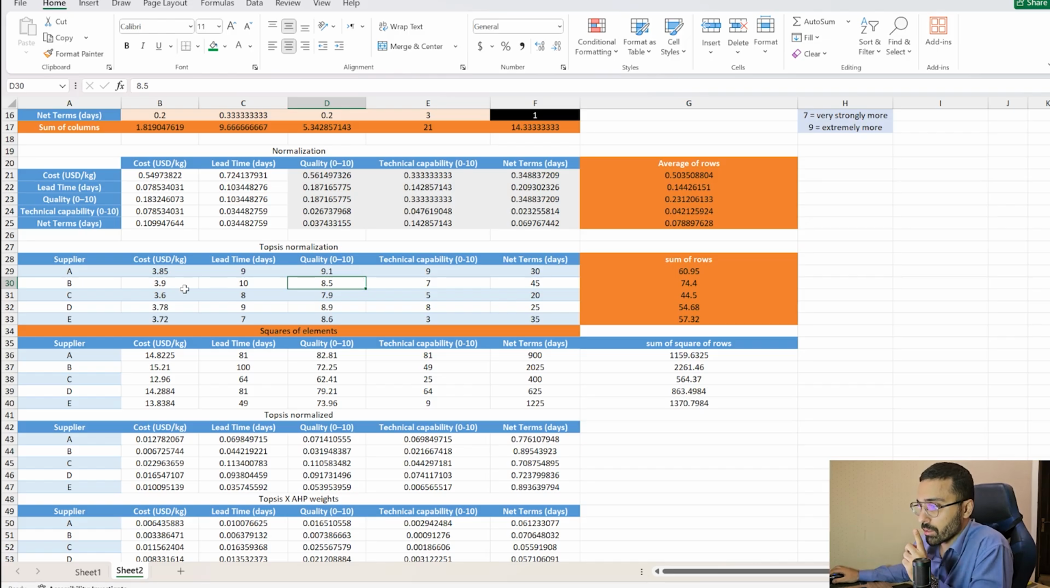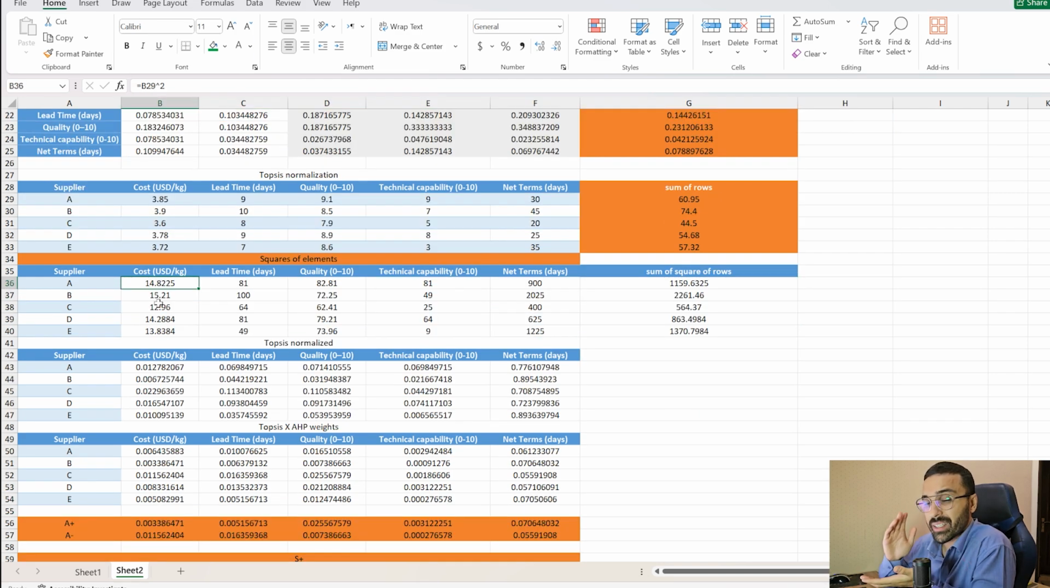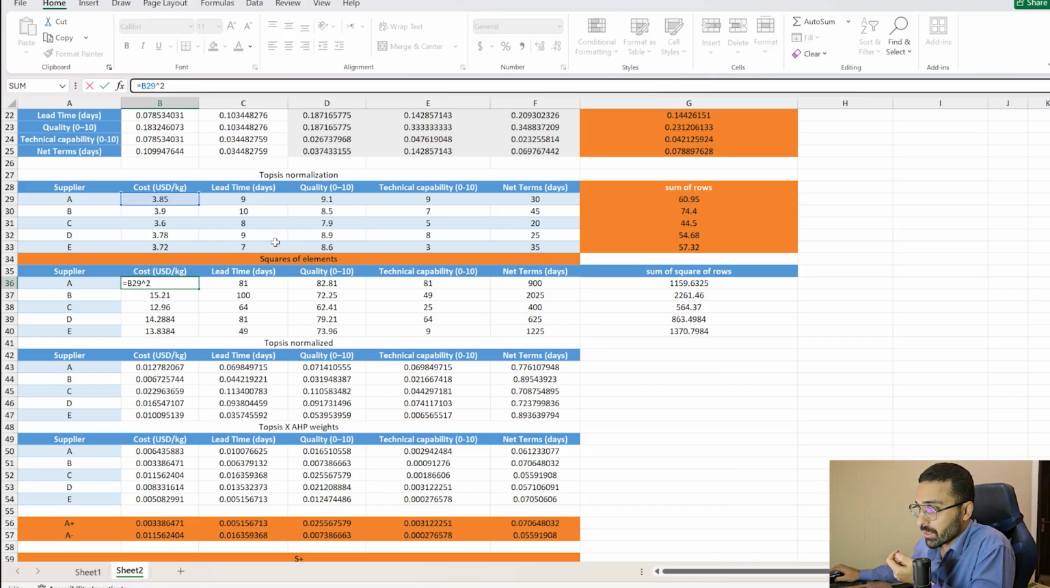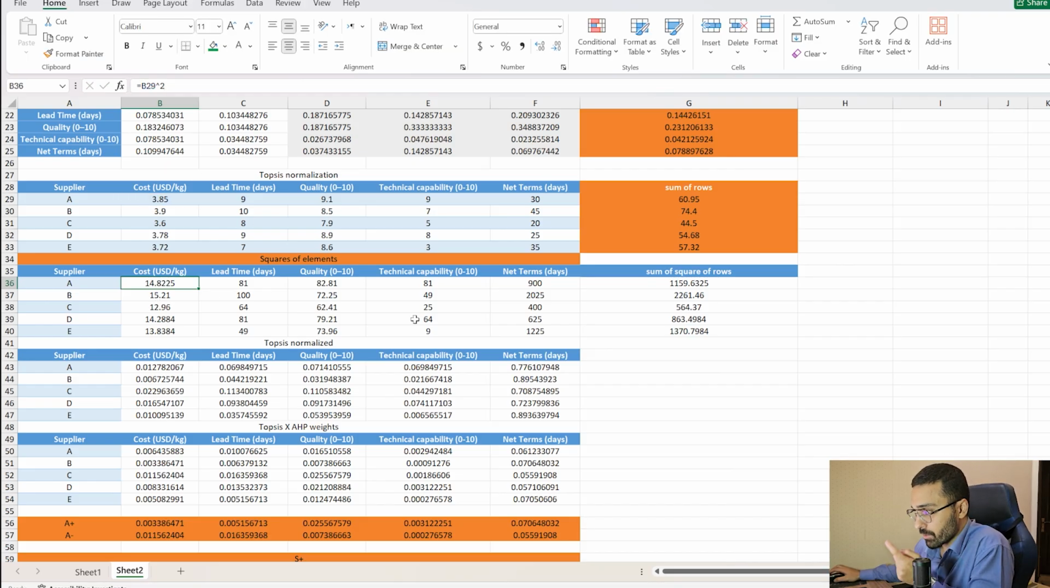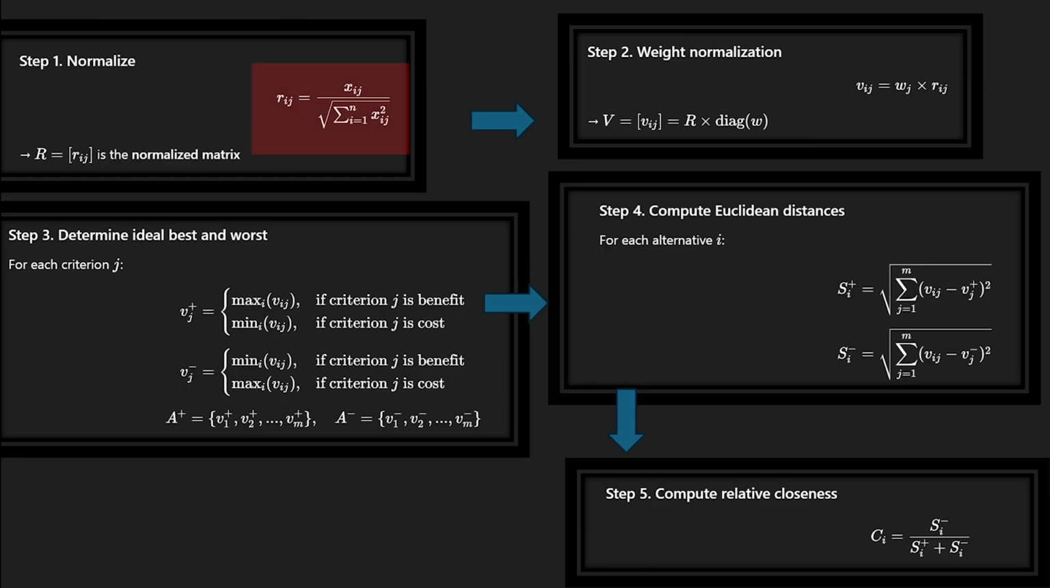First, we're gonna perform a summation on the rows of our data. Here you can see the sum of rows. Next, we're gonna square each element, and as you can see here, we have the squared values of each element for that matrix that we had, or the supplier's characteristics. After that, according to the formula, we're gonna perform again a summation on the rows.